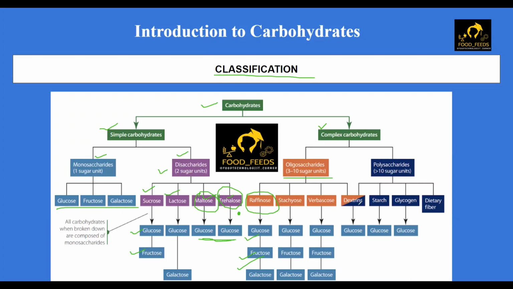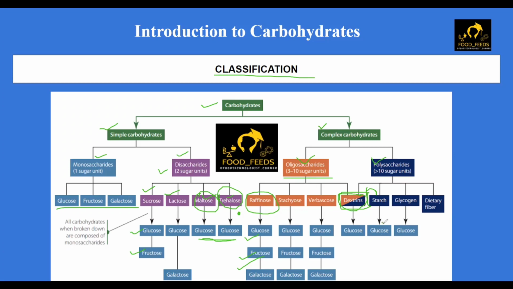Apart from that, the one point which you can notice here is dextrin, which is included in both oligosaccharides and polysaccharides. Why is it so? Because when starch is partially hydrolyzed, we get an intermediate product called dextrin. This is usually formed when there is degradation of starch to maltose by the enzyme alpha amylase. So that is why it is given in between these two, polysaccharides and oligosaccharides.